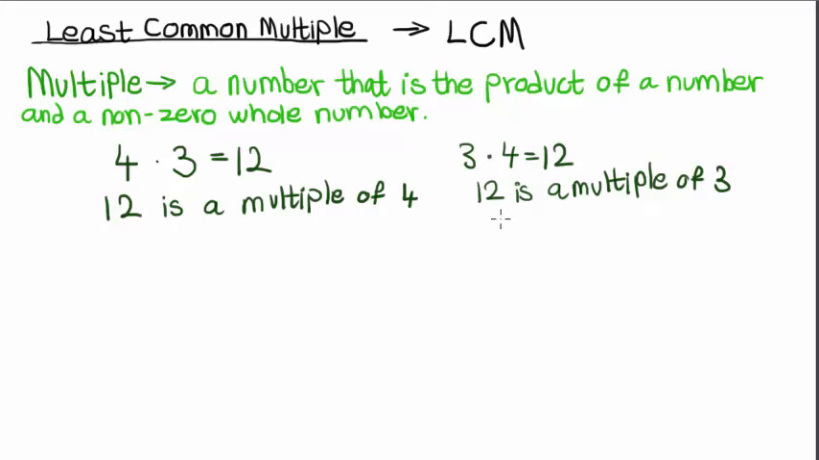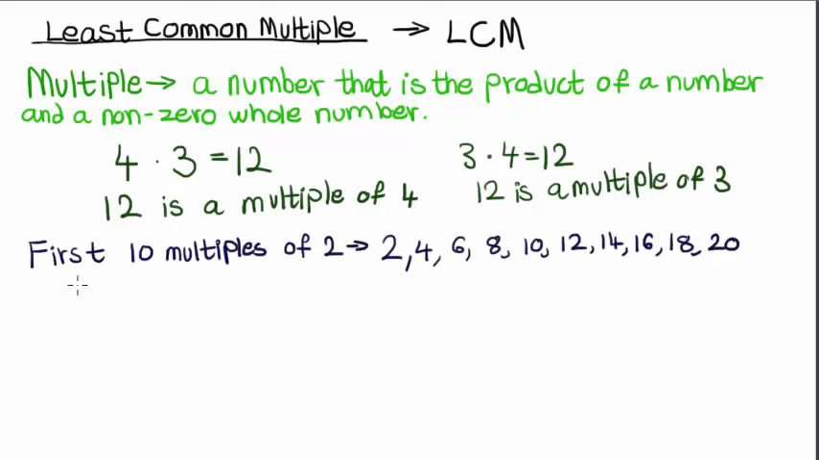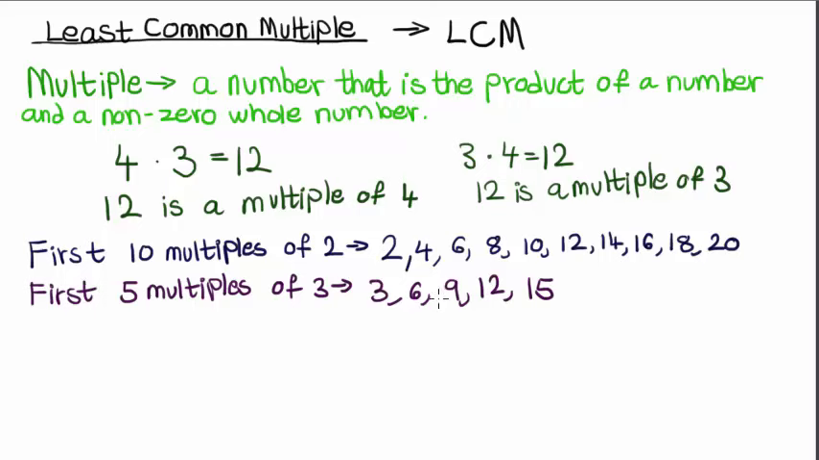It is very possible for some number to be a multiple of more than one number. So in order for you to get a better understanding of what multiples are, let me list the first 10 multiples of the number 2. Similarly, the first 5 multiples of the number 3 are as follows. By now it should be clear that a single number can have infinitely many multiples.